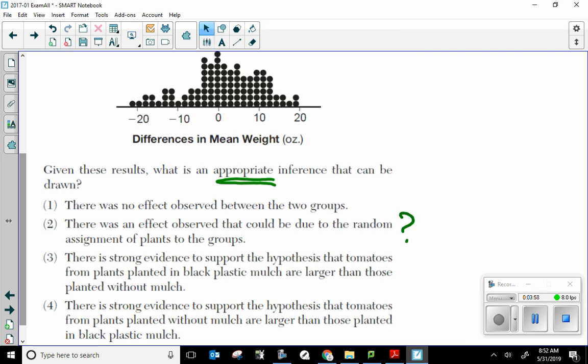And when you randomly assign plants without any rhyme or reason, sometimes you get mixed results. 3, there's strong evidence to support the hypothesis that tomato plants planted in the black mulch are larger. And then 4 says that there's strong evidence that the tomatoes that were planted without the mulch are larger.